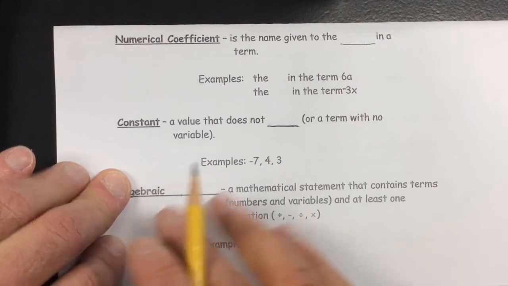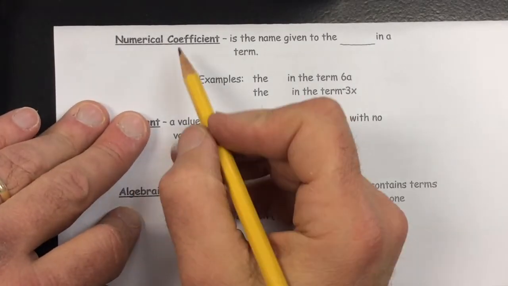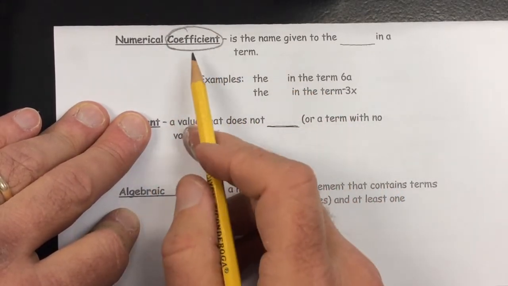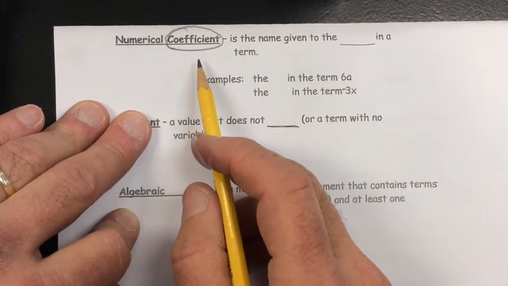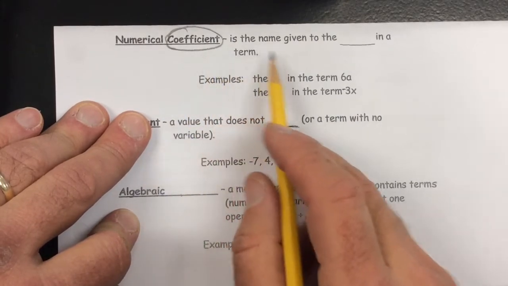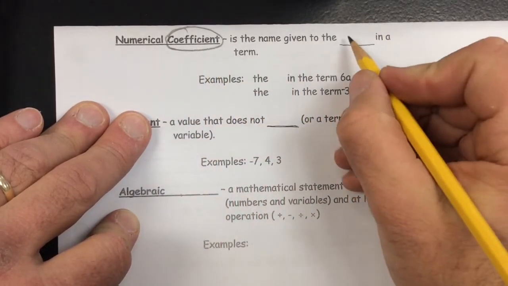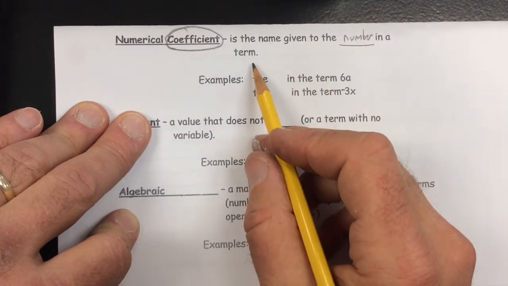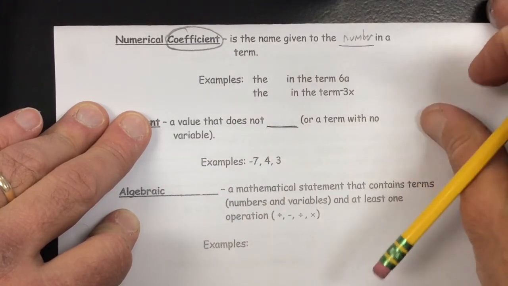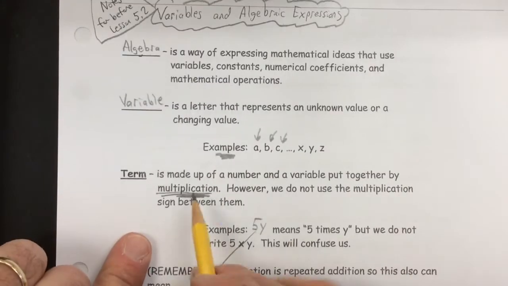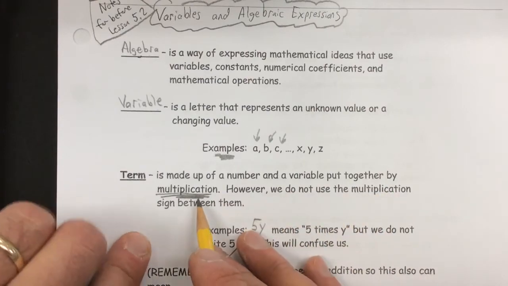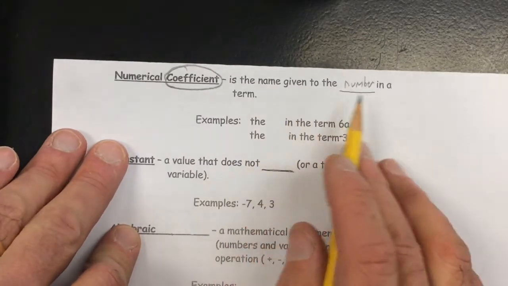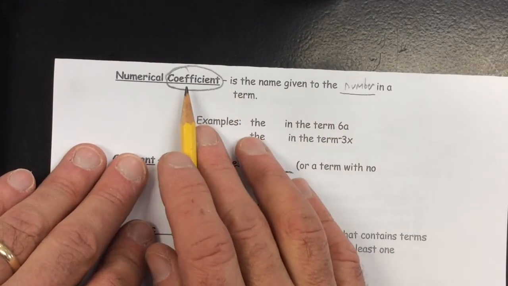Another vocabulary word we have in this lesson is what we call a numerical coefficient. You'll hear me talk about coefficients in the near future. A coefficient is the name given to the number in a term. Remember we talked about what a term was. A term is made up of a number and a variable put together by multiplication. The name given to the number in that term is called a coefficient.